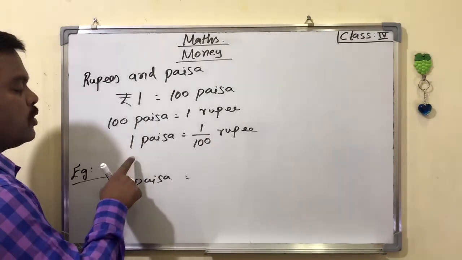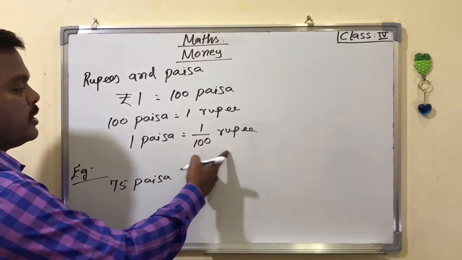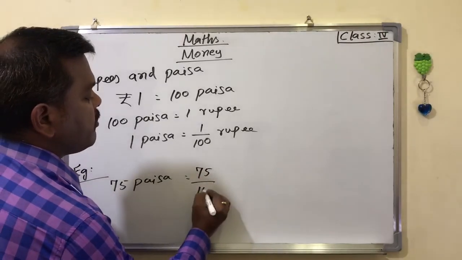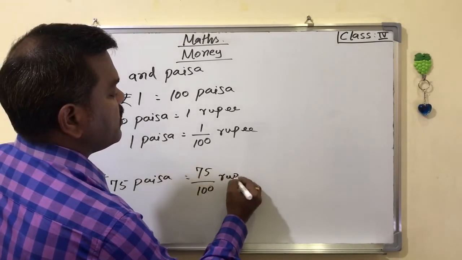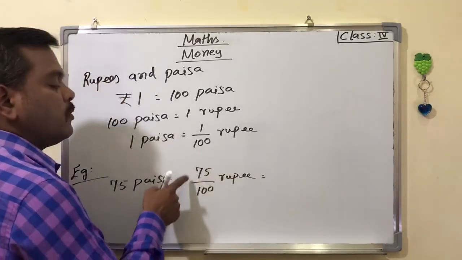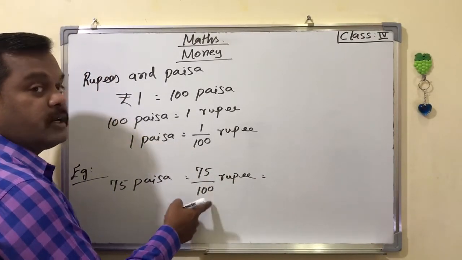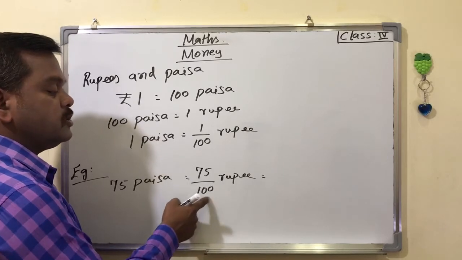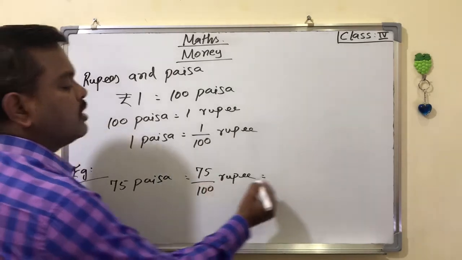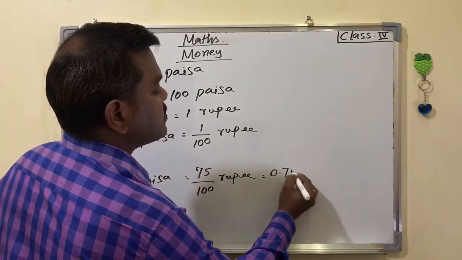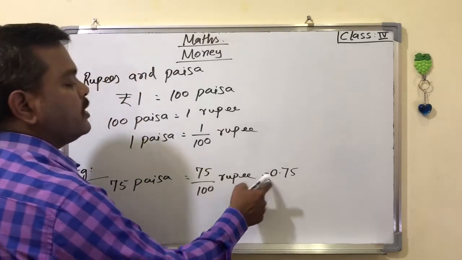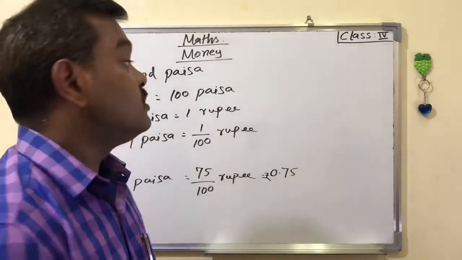What I told before: to convert paisa to rupees, you have to divide by 100. So 75 divided by 100 of a rupee. You know 75 divided by 10, 100, 1000 is very easy. How many zeros? 2 zeros. So you have to move the decimal point 2 places. The point will come here: 0.75 rupees. Otherwise we can put the symbol here: rupee 0.75.